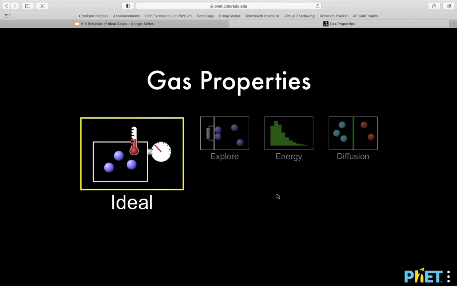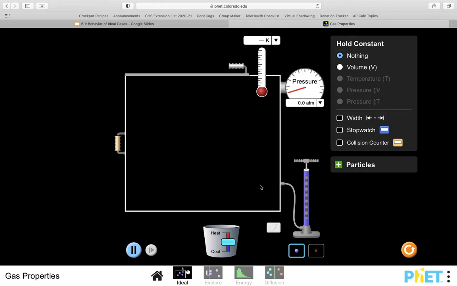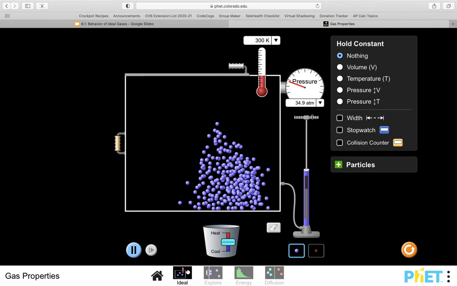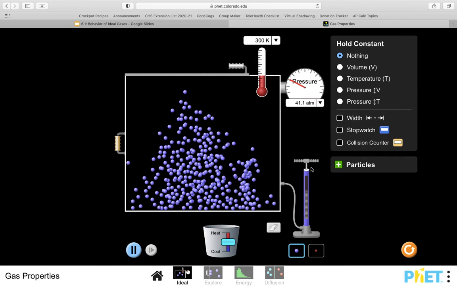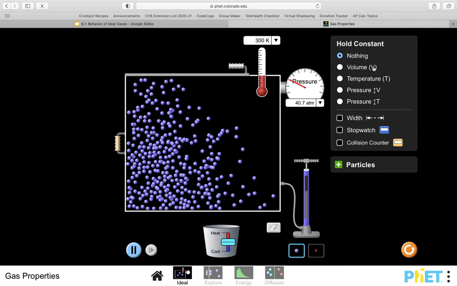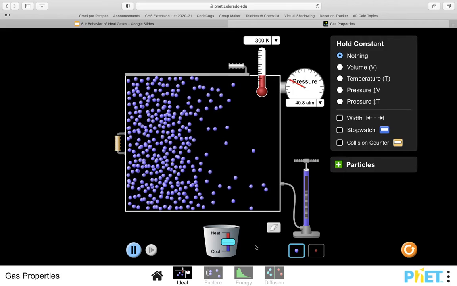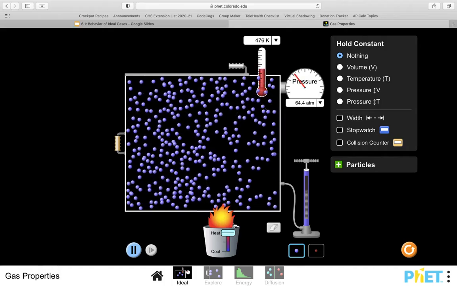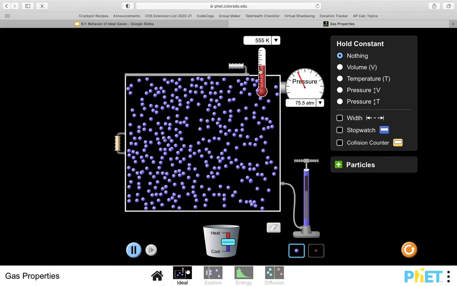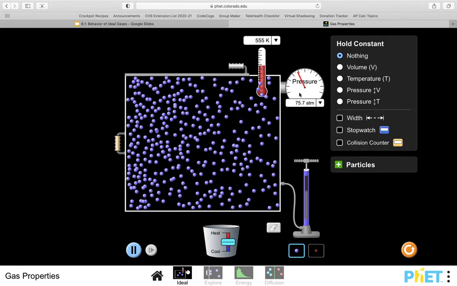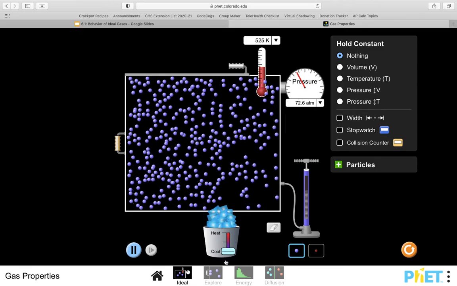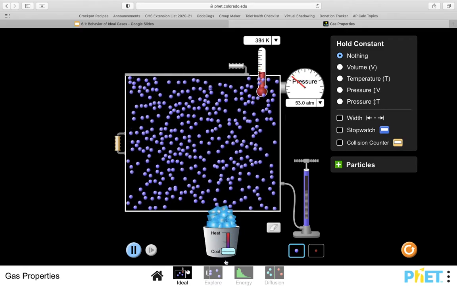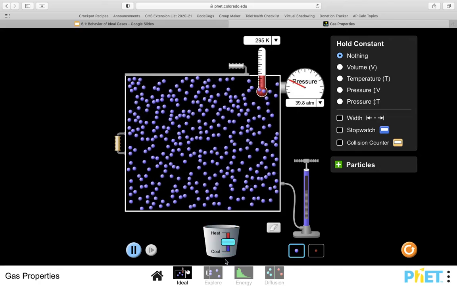So let's take a look at an example here. The simulation right here shows all three at play. Let's pump some air into this. All right, so we're pumping, and we've got some air pumped in now. If we want to see the ideal gas law, where all three are changing at once, we can see that here, where the temperature is rising and the pressure is also rising. And here our temperature is decreasing, and pressure is decreasing as well.